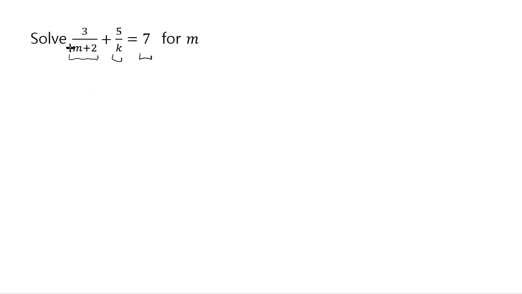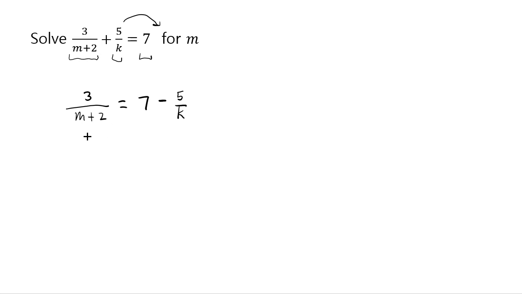And because this first term contains m, you want to isolate that first, meaning that this 5 over k has to go to the other side. And when you move terms, it obtains a negative sign, so it's minus 5 over k.